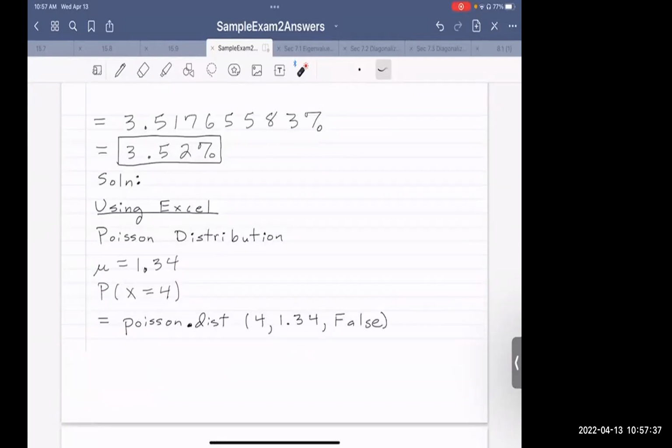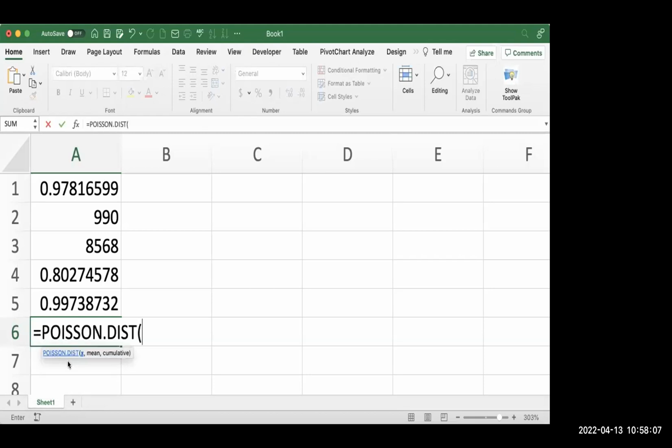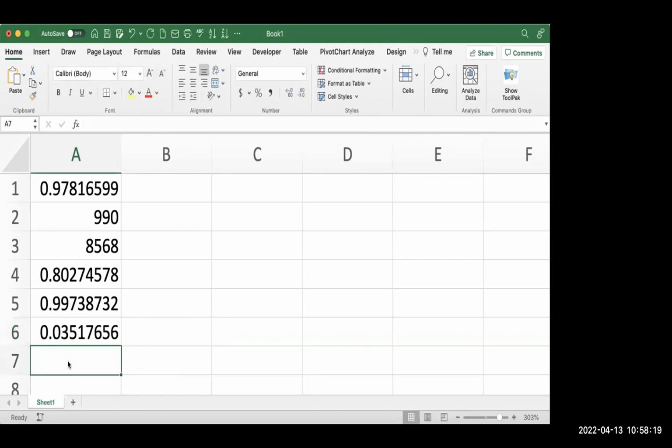Using Excel, we again have that this is a Poisson distribution with mu equal 1.34 and x equals 4. So let's do Poisson.dist 4 comma 1.34 comma false. And so let me type that into my Excel. I want to figure out when x is equal to 4, when mu is 1.34, and we want this to be a PDF, so false.